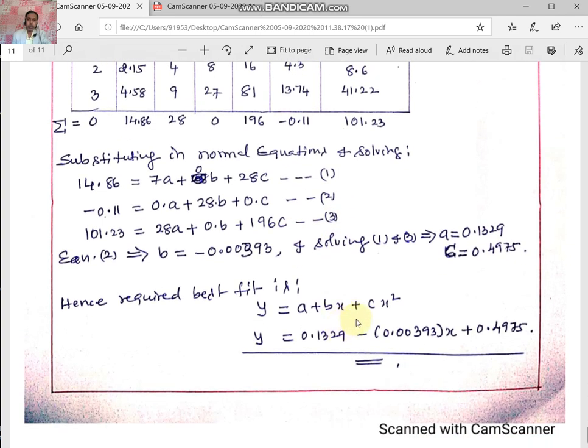Then after getting a, b and c values, we will obtain the equation y is equal to a plus bx plus cx square. That is y is equal to 0.1329. This is a value and b value is minus 0.00393x plus c value, c value is 0.4975 into x square. It is missing here. X square is not written. Into x square is to be written.